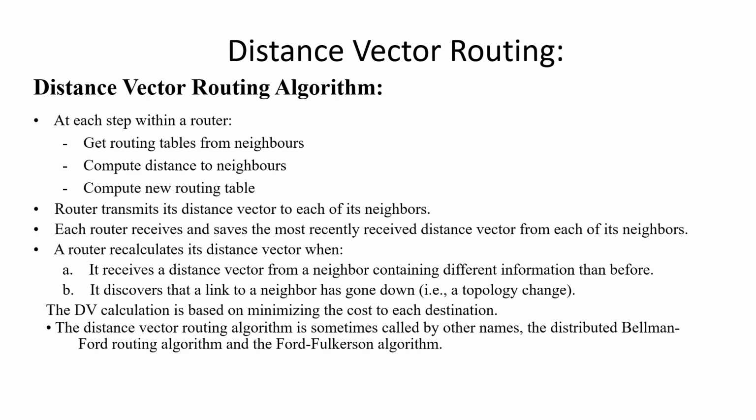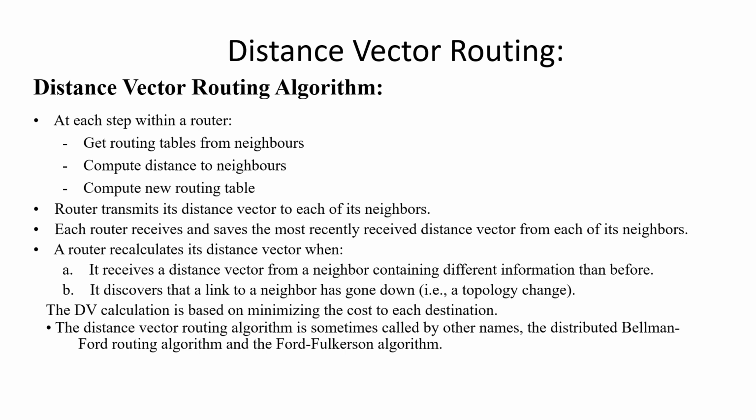At each step in the router, we get the routing table from the neighbors, and then we compute the distance to neighbors, and then we compute the new routing table. The router transmits its distance vector to each of its neighbors. Each router receives and saves the most recently received distance vector from each of its neighbors.